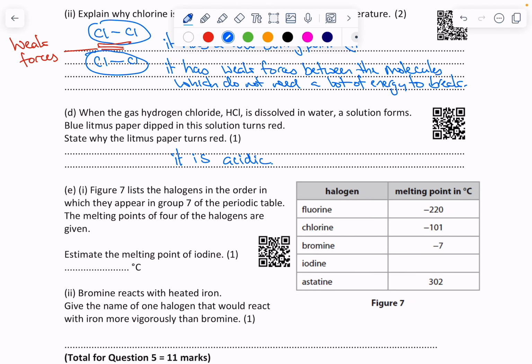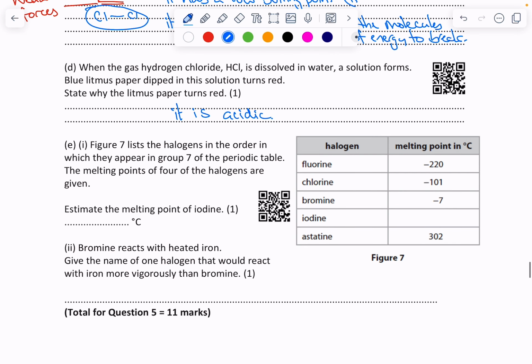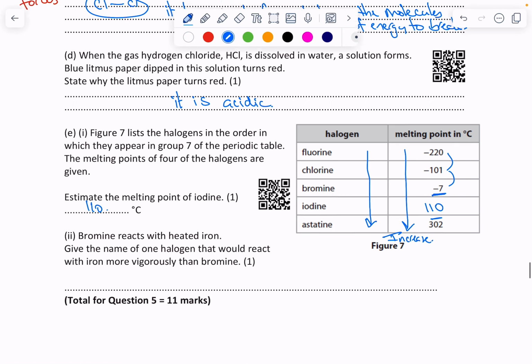Figure 7 lists the halogens in the order that they appear. The melting points of 4 halogens are given. Estimate the melting point of iodine. So as you can see in here, as you go down this group, the melting point is actually starting to increase. So we need a number somewhere between -7 and 302, and you can see here they're very roughly going up in about hundreds. So if I go somewhere around 110, then I'm not going to be a million miles off, and that'll be getting me the right answer.